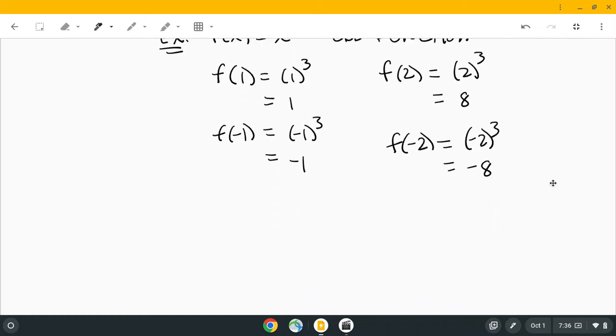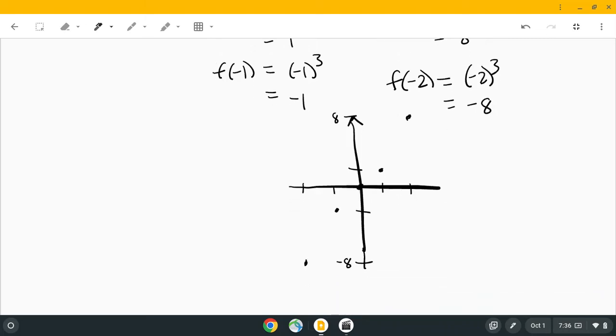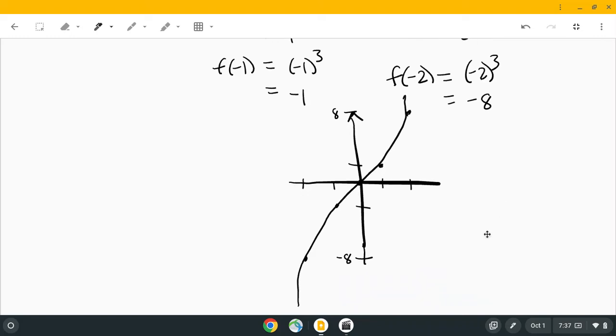And the graph here looks like this for x cubed. We get 0 there, 1 here, 1, 1, and then -1, 1. And then if you do 2, let's pretend that's 8, and this is -8. So this is what we mean by symmetric about the origin.